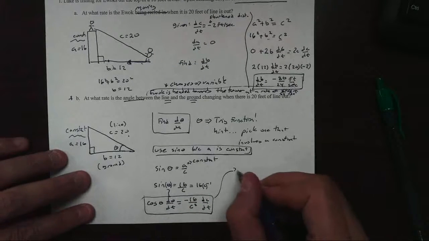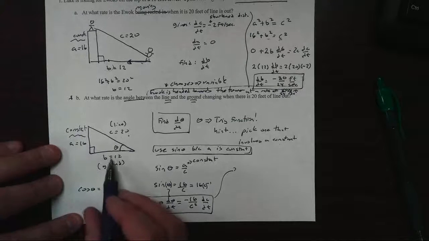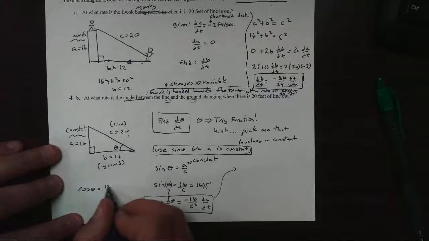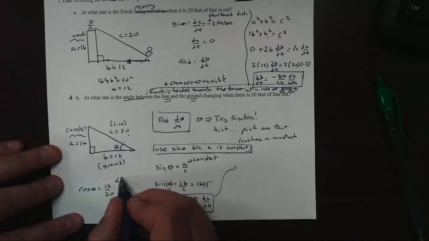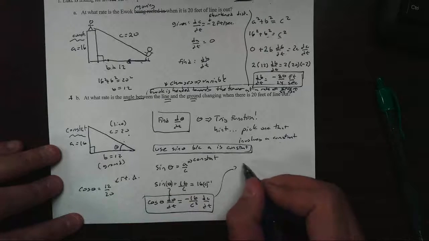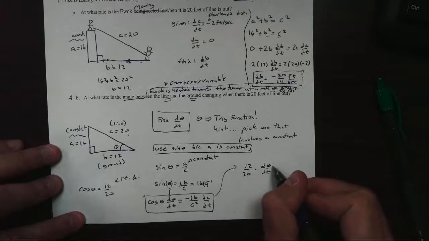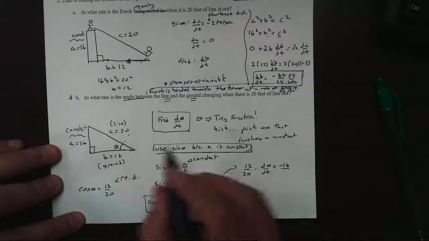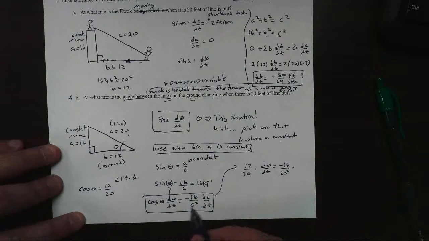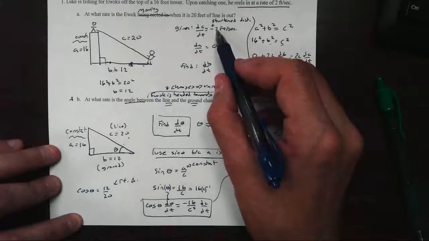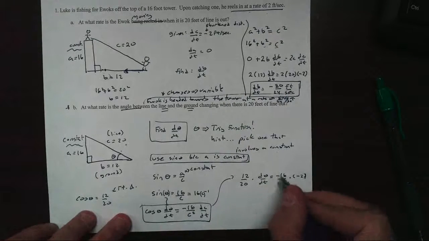But now I can plug in. Well, I need cosine of theta. So how do I get cosine of theta? Sorry, I get the cosine from my right triangle. It's just 12 over 20. So this becomes 12 over 20 times d theta dt equals negative 16 over c squared, which is 20 squared, times dc dt. Now dc dt, remember up here we said it was negative 2, so I multiply this by negative 2. And now I can actually kind of solve it.